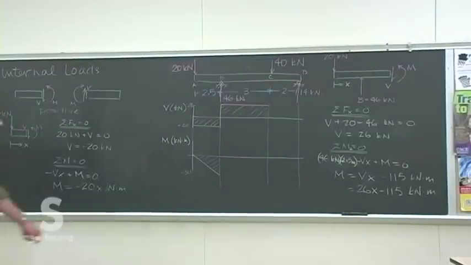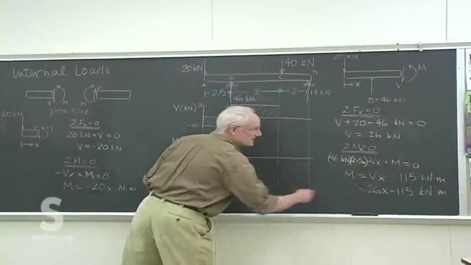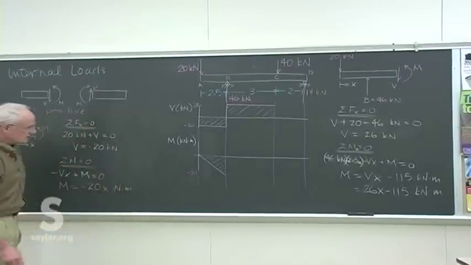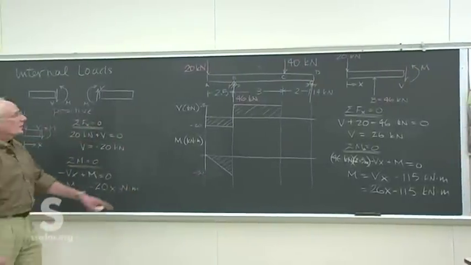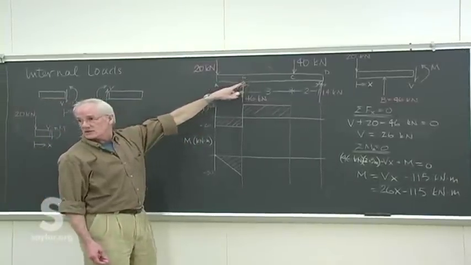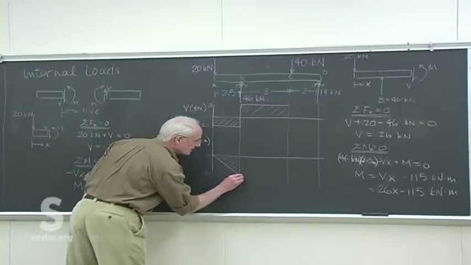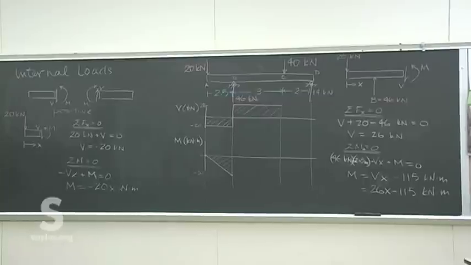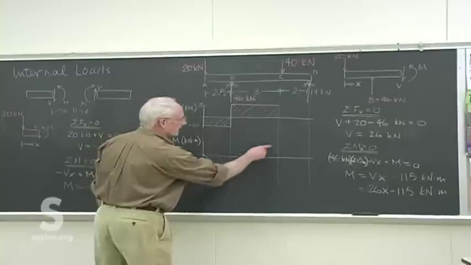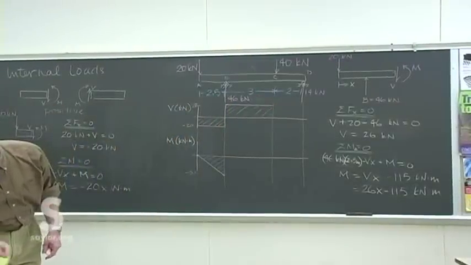So we have to graph that. It's got positive slope because this is 26x. The intercept is minus 115. Remember, that's where x equals 0, so that's somewhere back here. What we can do is notice that this is just a simple pin support, which means there's no additional moment caused by the support, so our line starts from the point where it left off. We can then draw our line from there with the slope of 26 over a distance of 3.